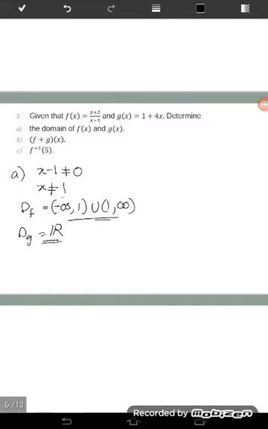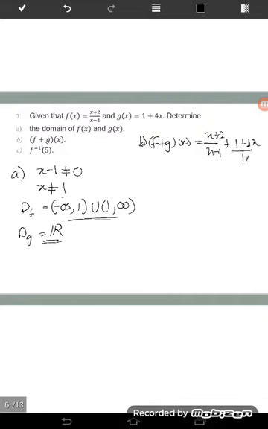And then b, f plus g of x. Okay, so we add two functions, which is x plus 2 over x minus 1 plus 1 plus 4x. Do we leave it like this? Okay, so don't leave it like this. So combine this fraction and this one, so make it become a single fraction. So this one over 1.